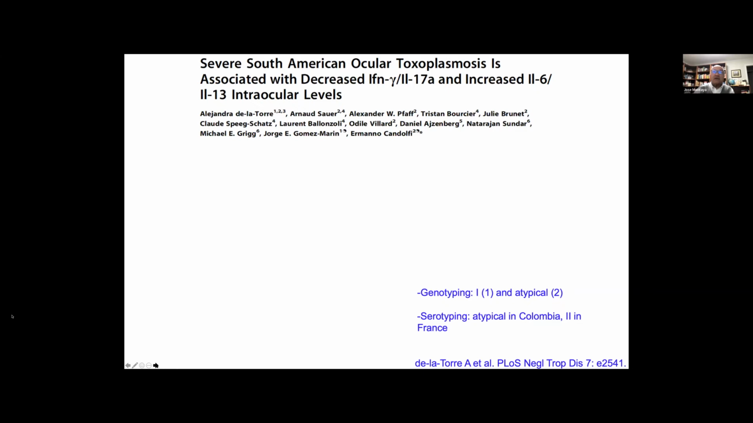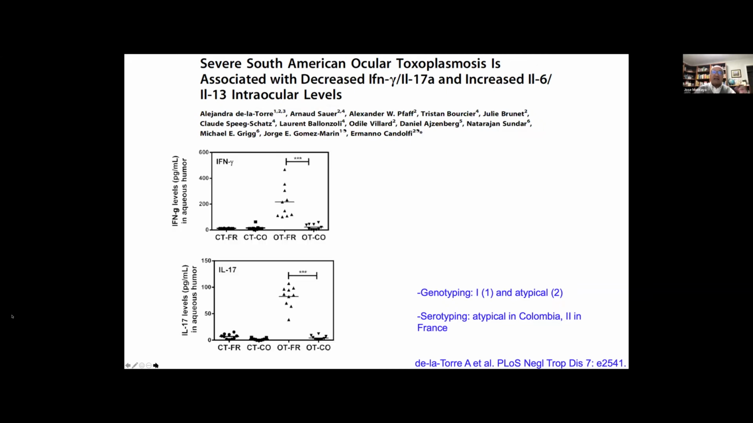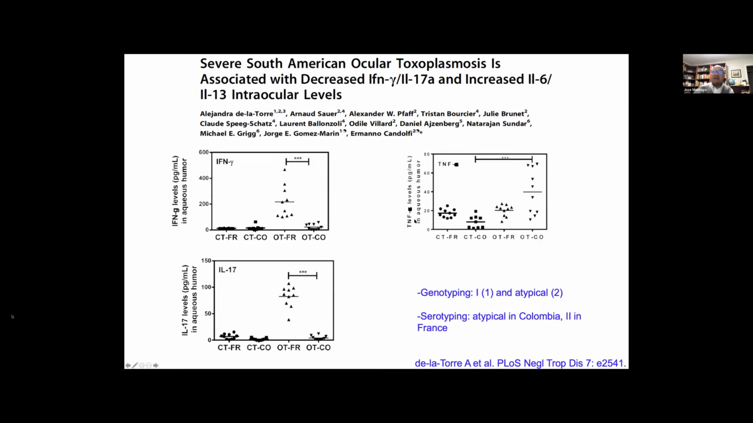In this work that was done by them, they found that in patients with ocular toxoplasmosis, they were able to actually sample the aqueous humor that had been sampled for clinical purposes, and they measured cytokines there. And it was fascinating because these are patients with cataracts from France, cataracts from Colombia, so those are controls. And these are patients with ocular toxoplasmosis in France and ocular toxoplasmosis in Colombia. And they found that interferon levels in the aqueous humor of ocular toxoplasmosis patients were lower in Colombia than in France. And also that the levels of interleukin-17 were lower in those patients from Colombia as well. And these are two primary pro-inflammatory Th1-like cytokines that are key for defense against T-cell mediated pathogens like toxo. And they found, interestingly, that the TNF was the opposite.